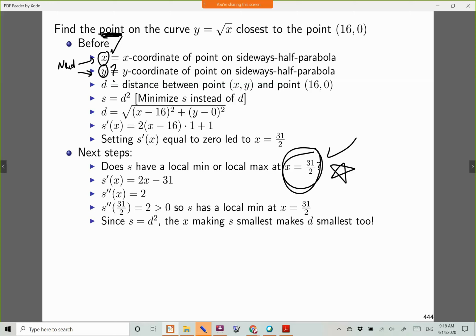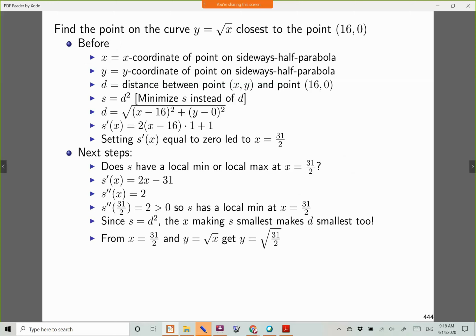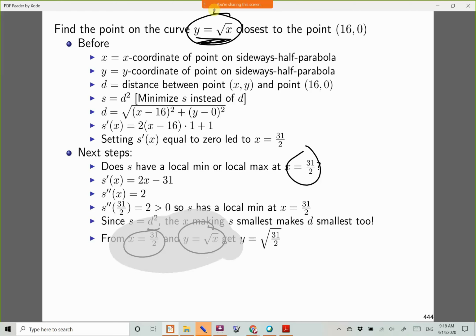Well, that's where our other equations are helpful. From knowing x equals 31 over 2, and the point is a point on the curve, every point on the curve has to satisfy y equals root x. If it doesn't satisfy this, it's just not on the curve. So this has to happen. We should now plug in this x value right there, and then we get this.